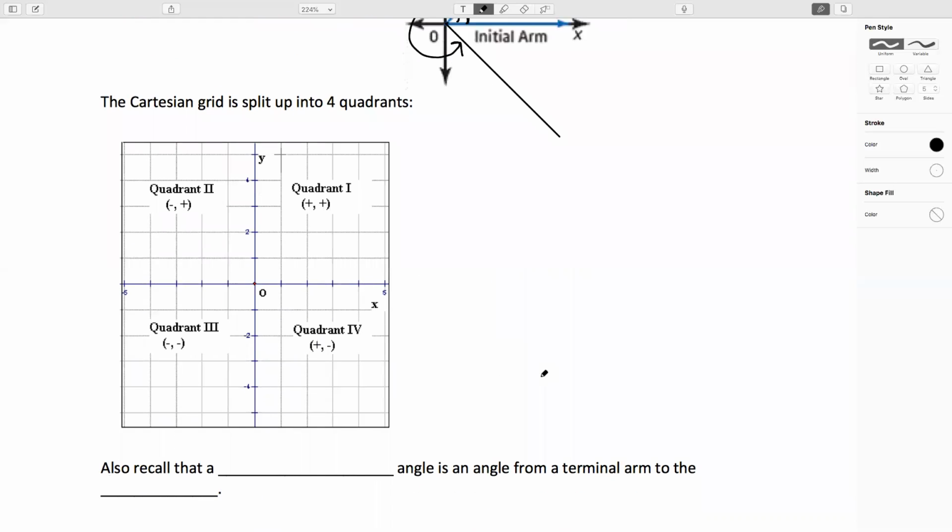A little bit more information. The Cartesian grid is split up into 4 quadrants. So there's quadrant 1, quadrant 2, quadrant 3, and quadrant 4. They're counted counterclockwise. And I've got symbols in here because this is supposed to represent x and y. So in quadrant 1, x and y are both positive. In quadrant 2, x becomes negative while y is positive. In quadrant 3, they're both negative, and in quadrant 4, x is positive while y is negative. This is something that comes up, and it plays a part in our solutions.